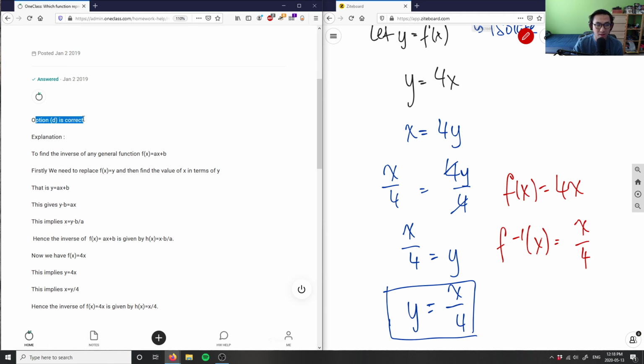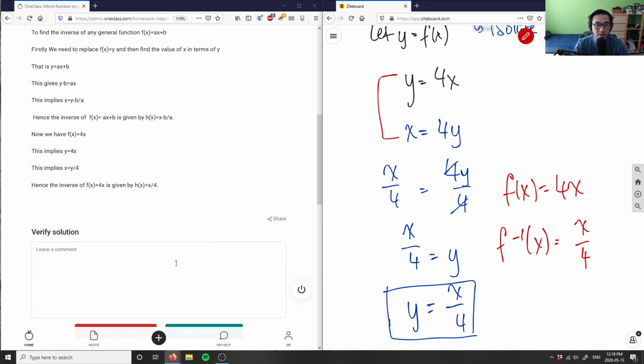As you can see, they also wrote d as the correct answer, and they basically replaced f of x using y, which is correct. And then they're basically finding the value of x in terms of y. So that's exactly what we're doing in this step. We're flipping x and y, and then isolating for y. So the solution here is correct.